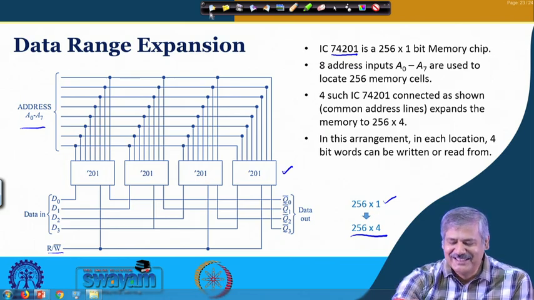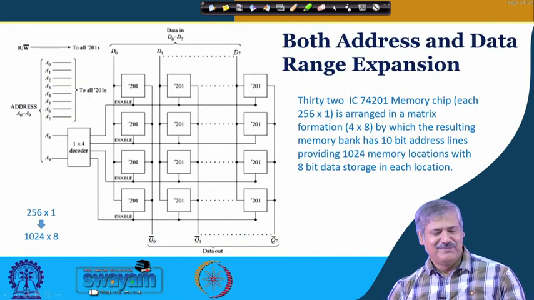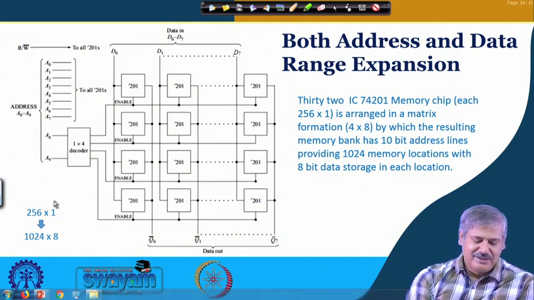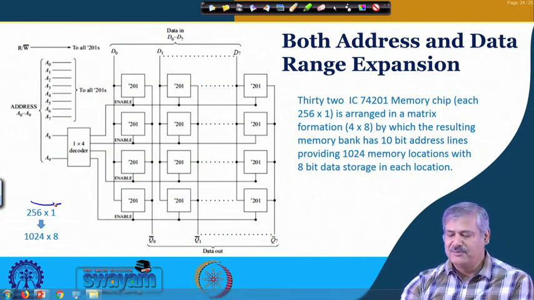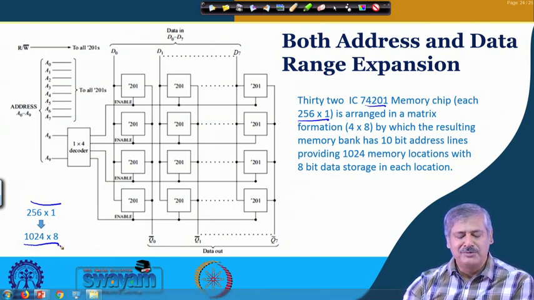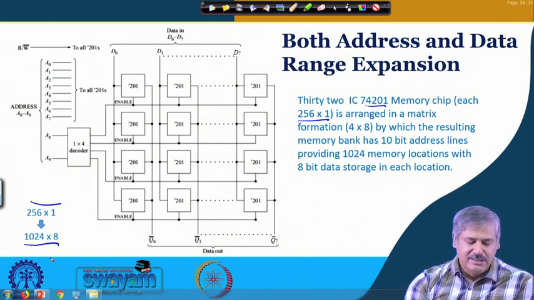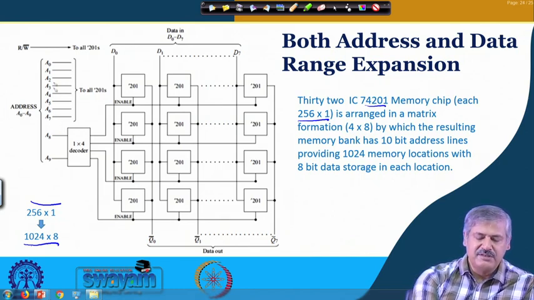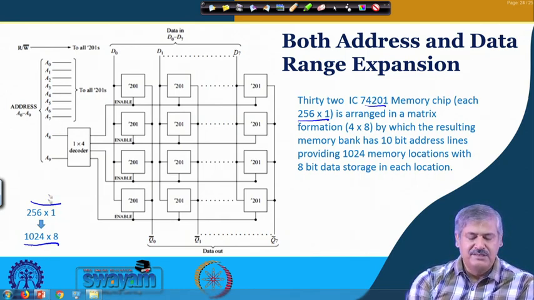Simple. Now, if you want both address and data range expansion, whatever we have learnt just now, we shall put them together. One such example is 256 cross 1, that is the 74201 memory cell, and we want a memory which is 1024 cross 8 using it. Then what shall we do? We need to increase the address range and also increase the data range. To start with, 256 means an 8 bit address, and 1024 means a 10 bit address will be there.